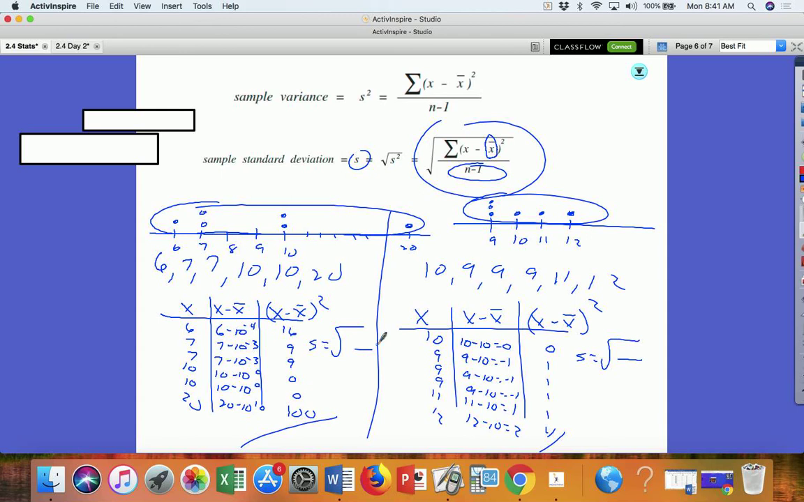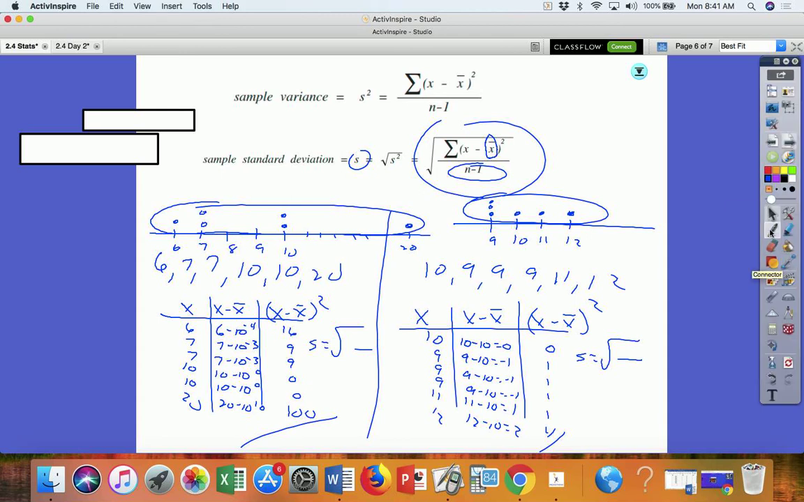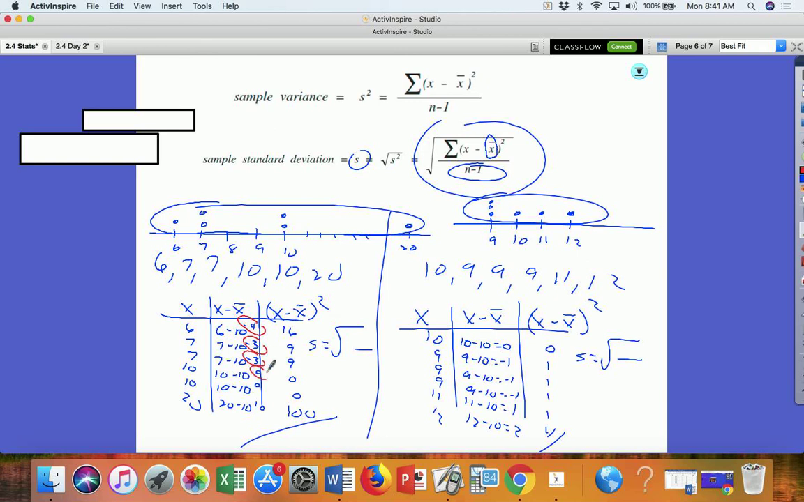So just kind of looking at each of them here. Just as a quick review, what is the sum of the deviations always equal to? 0, right? So you can check that before you go on. The negatives add up to -10, the positives add up to 10, so this would add up to 0. That's why we have to square it, so that they're not adding up to 0, so they're all positive. So 16, 9, 9, 0, 0, 100. So what goes right here? It'd be the sum of all those values right there.